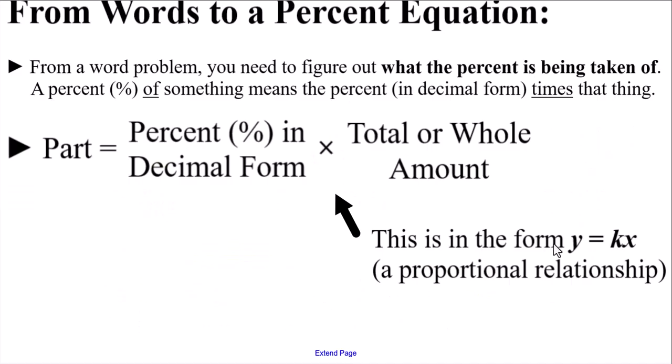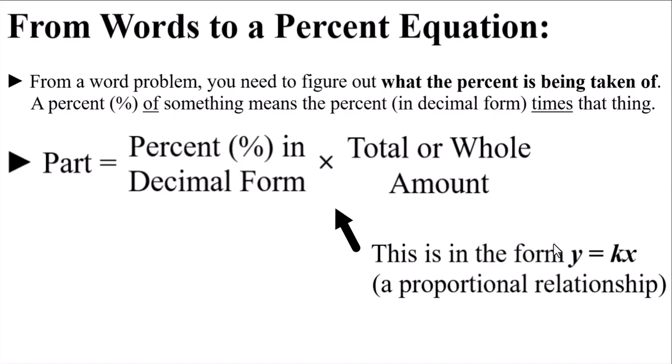Okay, now we're going to be going from word problems, and we need to make sure that you understand how to go from words to a percent equation. So how do we do that? Follow along with me here. From a word problem, we need to figure out what the percent is being taken of. Why? Because a percent of something mathematically means the percent in decimal form times that thing. So if I need to find a percent of 1,000, I would take it times 1,000. But I need the percent to be in decimal form.